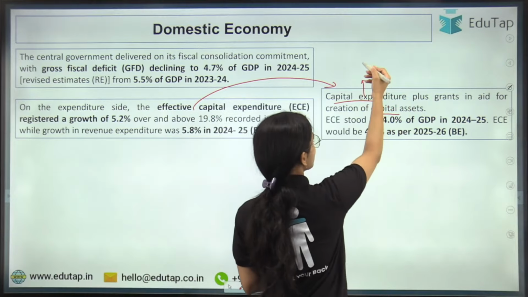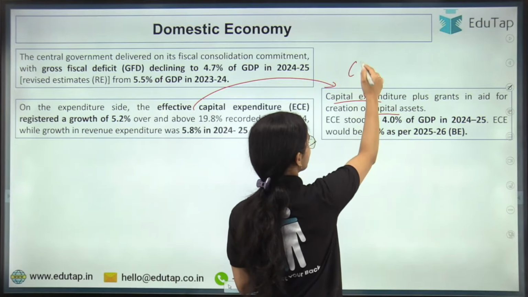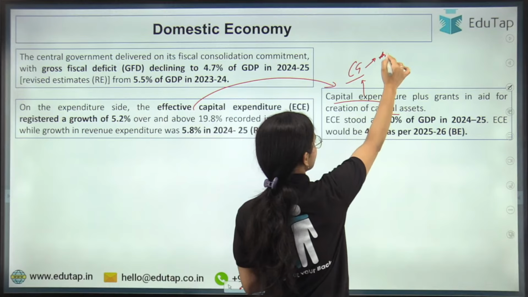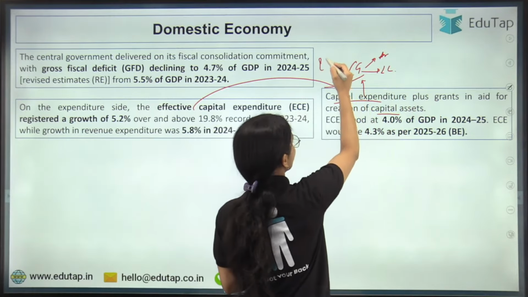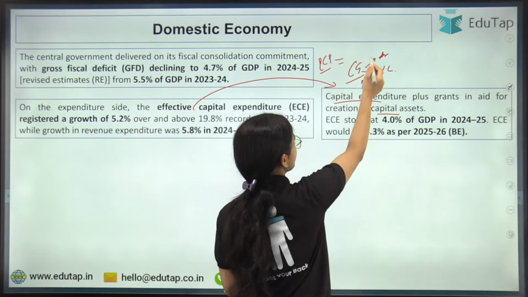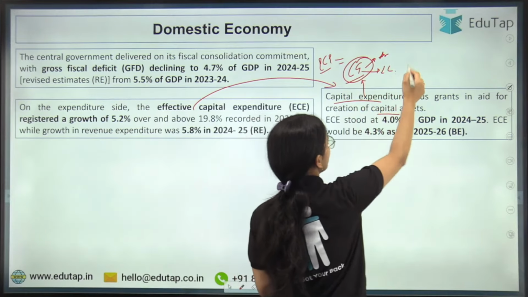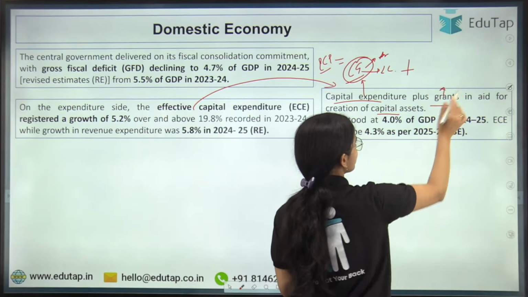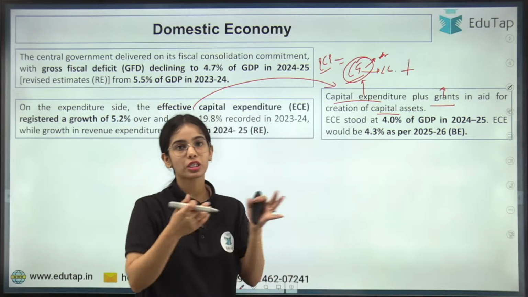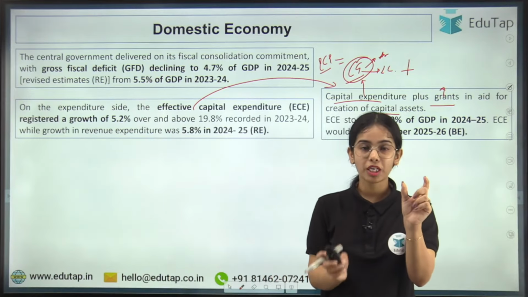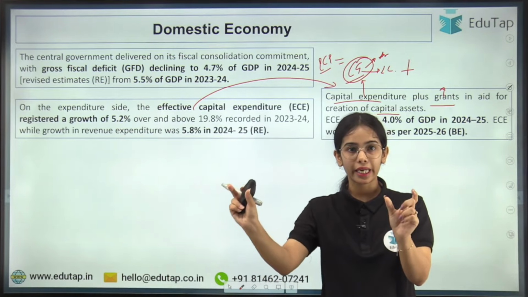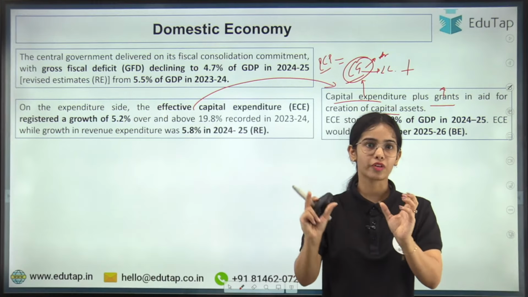So capital expenditure is the expenditure of the central government for increasing the assets or decreasing the liability, and effective capital expenditure is equal to the capital expenditure of the central government plus the grants that the central government has given to state governments for the creation of capital assets.